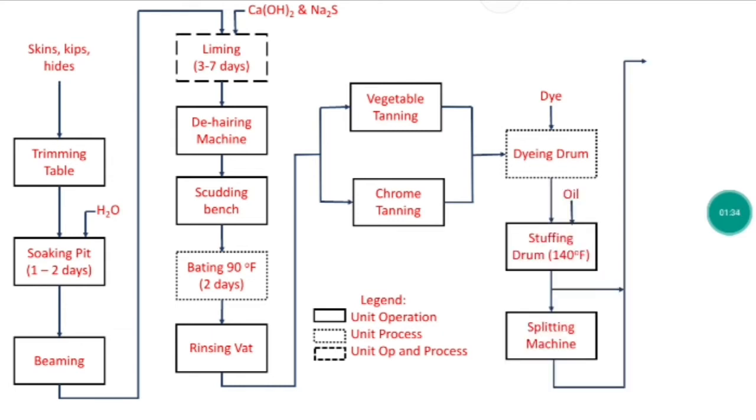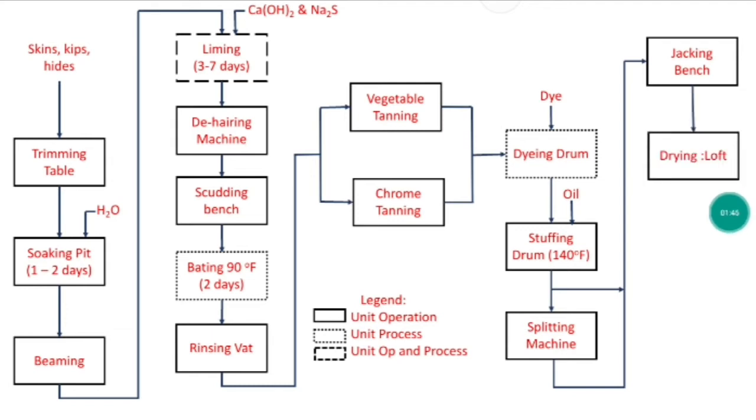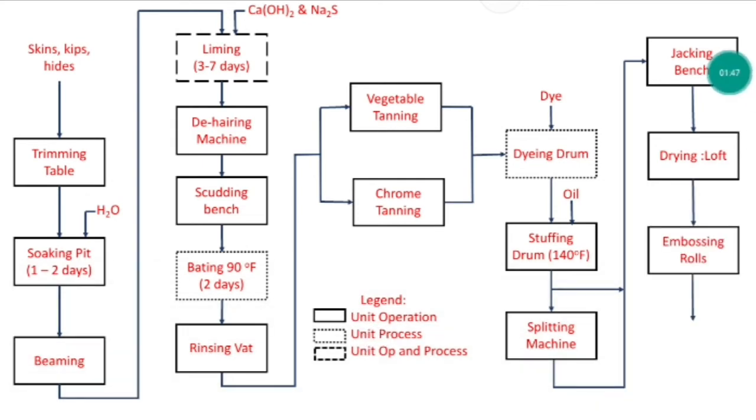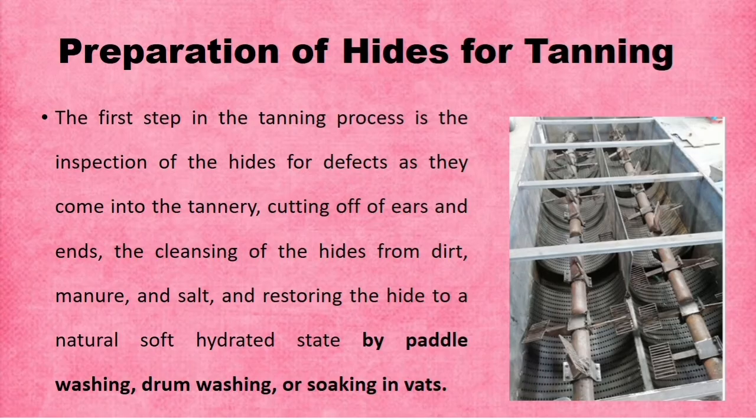The leather is split to produce a thinner, more supple product. Gloss is developed on the surface of the leather by ironing and jacking the leather with a glass cylinder. The jacked leather is dried, embossed, and measured. Preparation of hides for tanning.